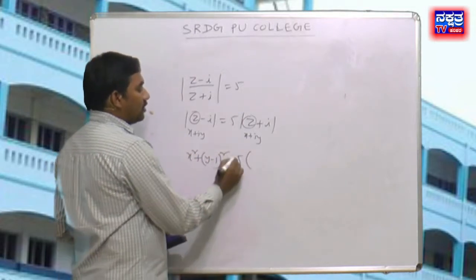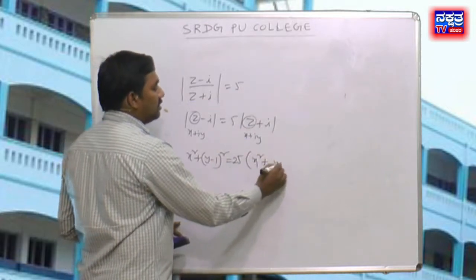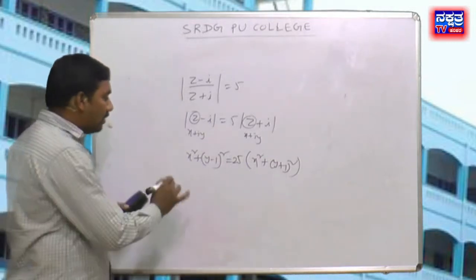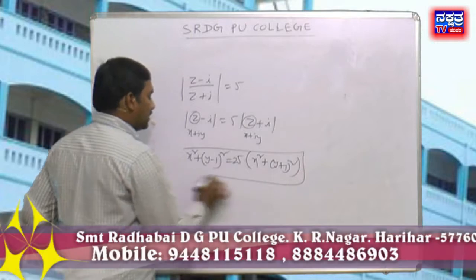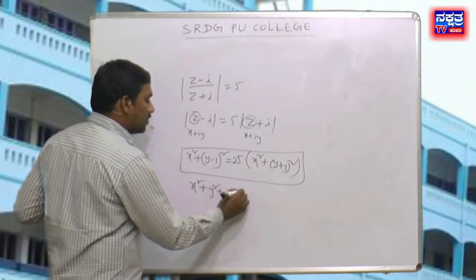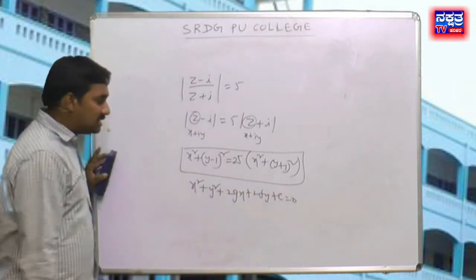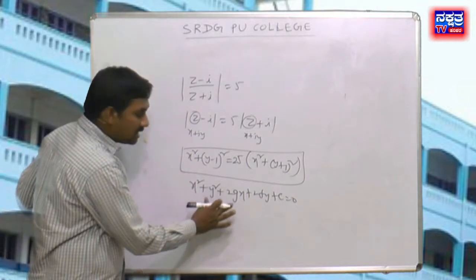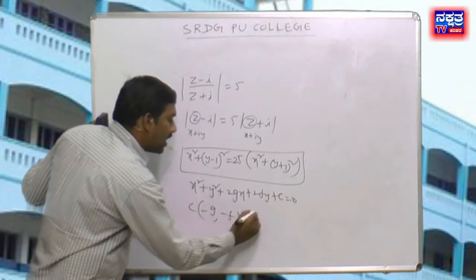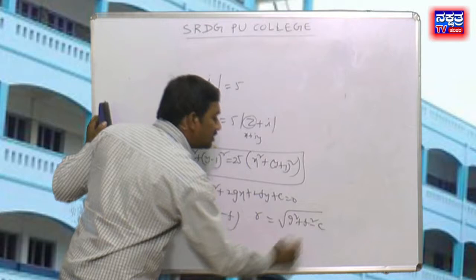Here 5 square is 25 and here this square is (x square plus y plus 1) whole square. Now if you solve this equation, we will get one general form of the circle. What is that general form of the circle? x square plus y square plus 2gx plus 2fy plus c equal to 0. For this type of circle, what is the center? Minus g comma minus f, and radius is root of g square plus f square minus c.